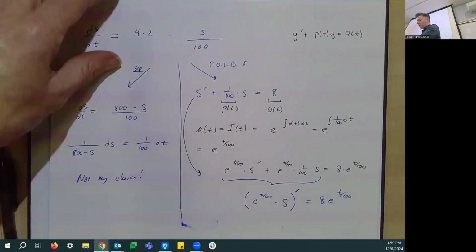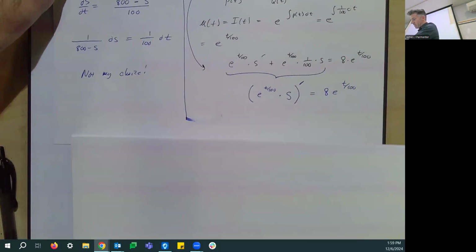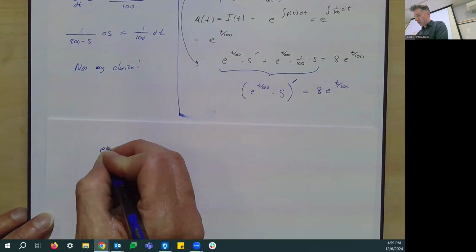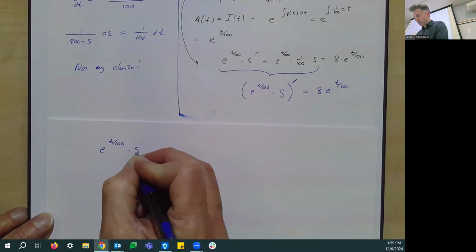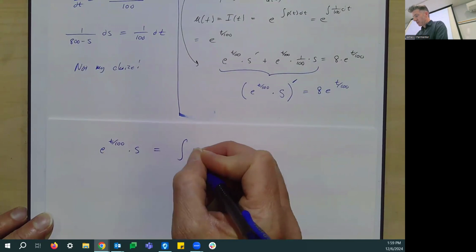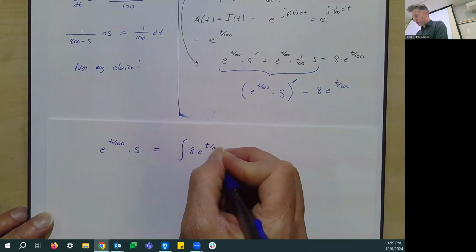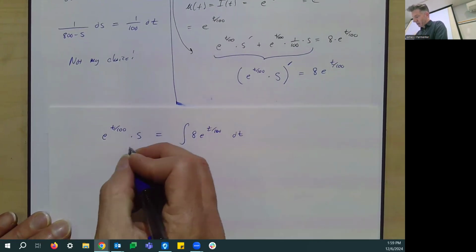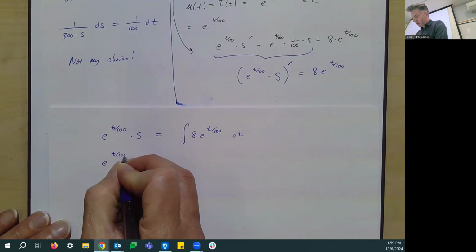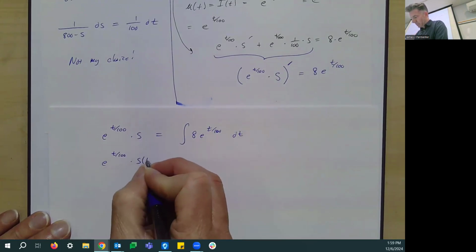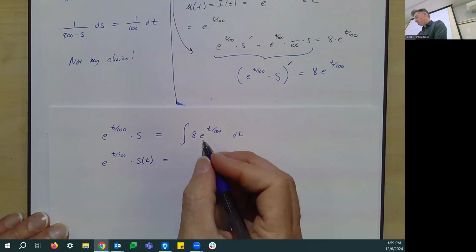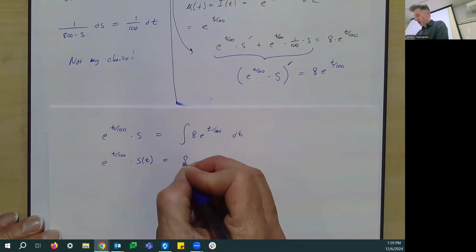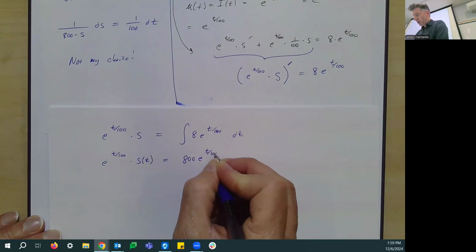And then we solve the situation by taking the antiderivative of both sides. So on the left side, the antiderivative of the derivative is just going to be e to the t over 100 times s. On the right side, we're going to actually integrate 8 times e to the t over 100. Wrapping things up here, we integrate the right-hand side. So we get e to the t over 100 times s, or if you prefer, s of t. And that's equal to, when you integrate this, you're going to divide by 1/100th, or multiply by 100, and get 800 e to the t over 100 plus a constant.